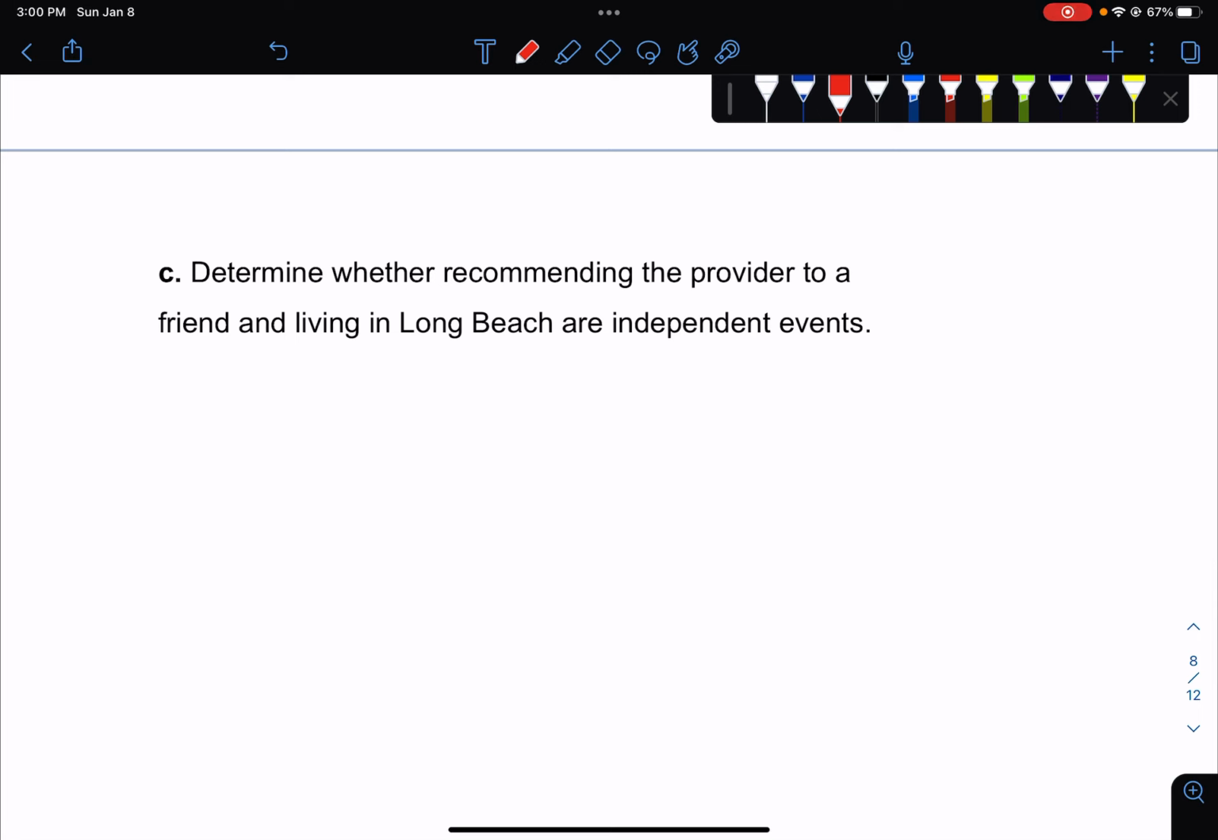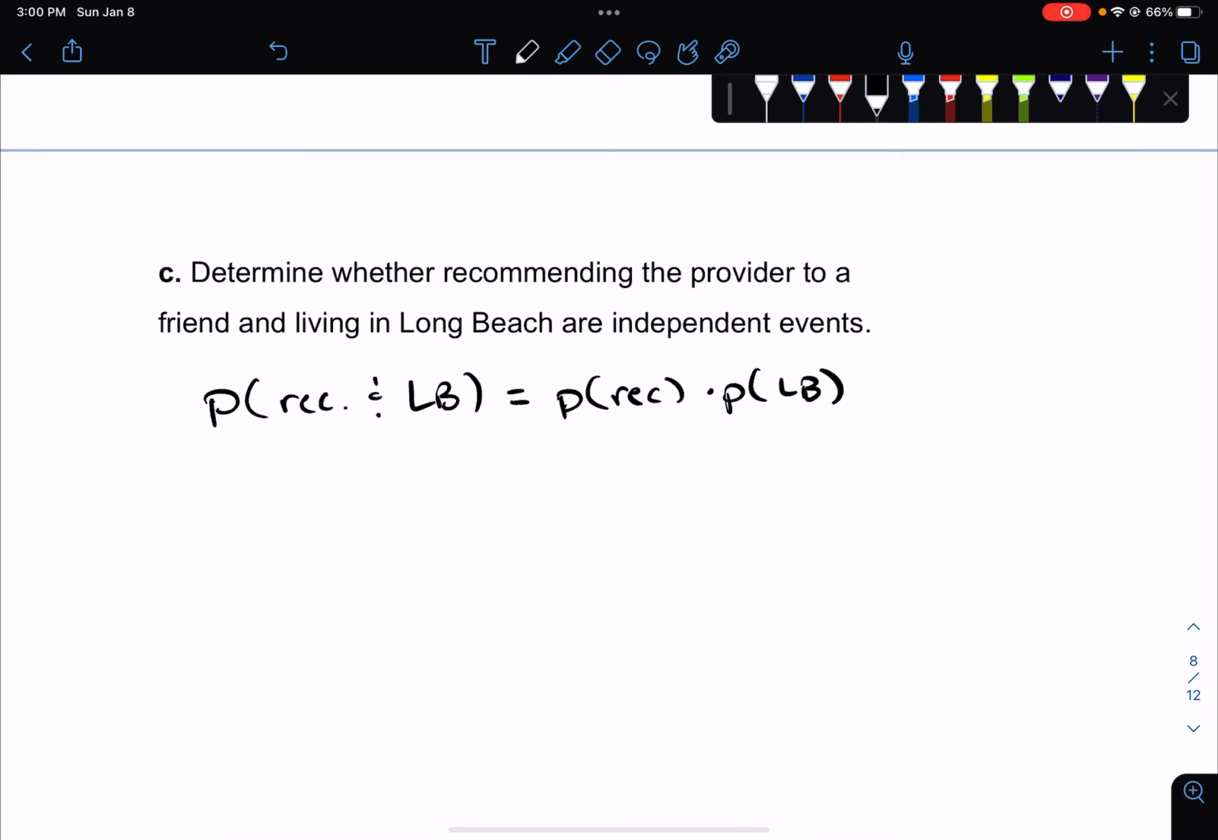Determine whether recommending the provider to a friend and living in Long Beach is independent. Ooh, this is a good question. What's the probability that recommending and living in Long Beach are independent? Well, if it was independent, the probability of recommending and living in Long Beach would equal the probability of recommending multiplied by the probability of living in Long Beach. So let's find those 3 things.